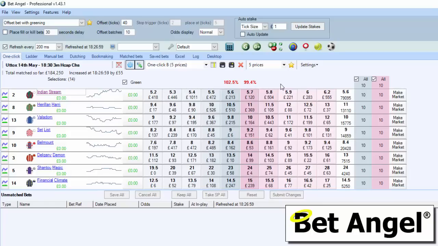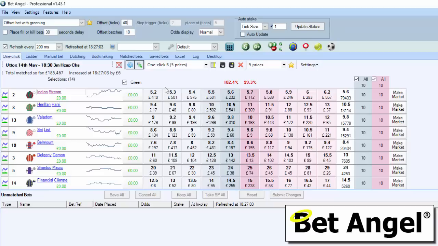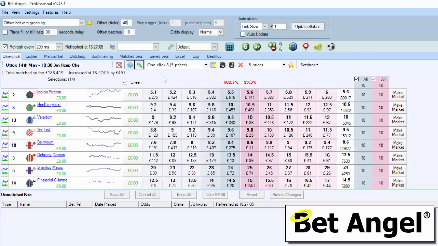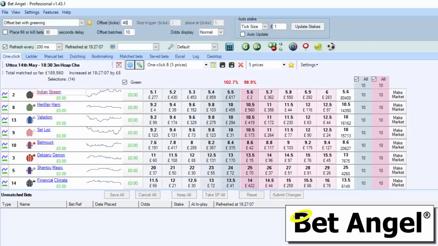So we have the screen set up exactly the way that we want it now. All we have to do is wait until a little bit nearer to the start of the race, and then we'll place this position in the market.